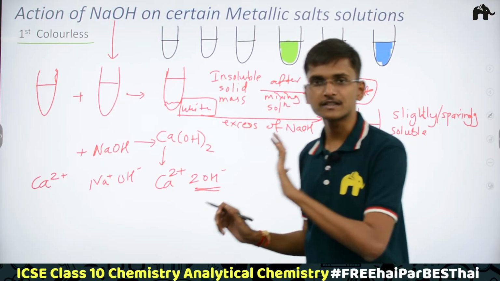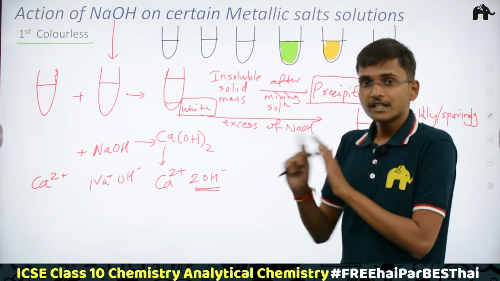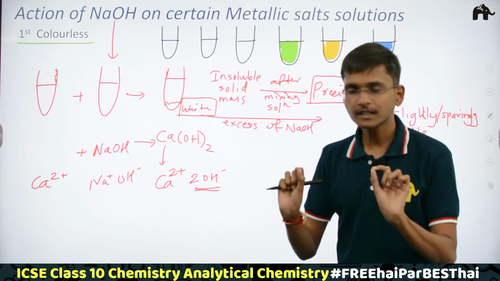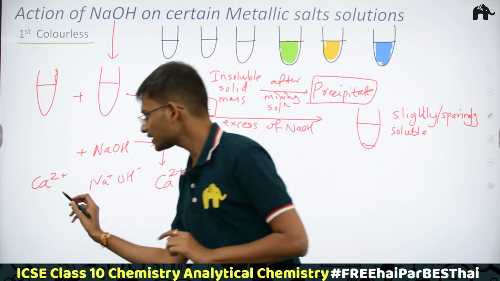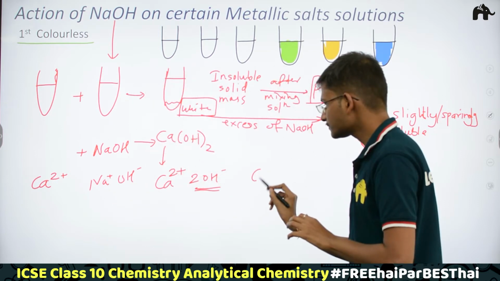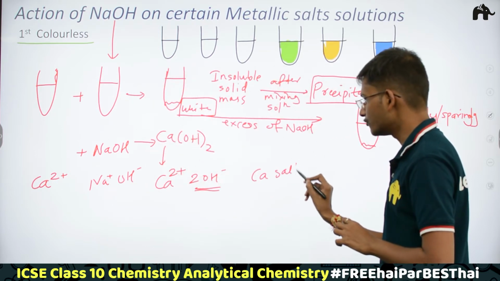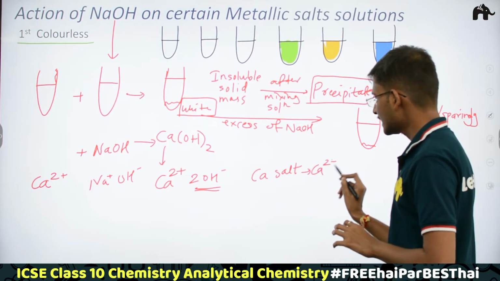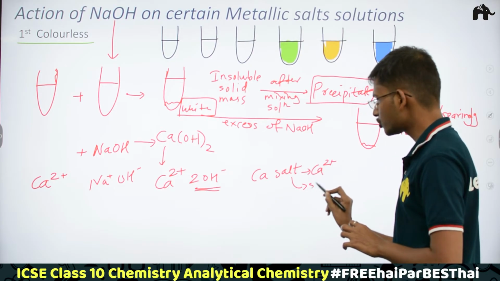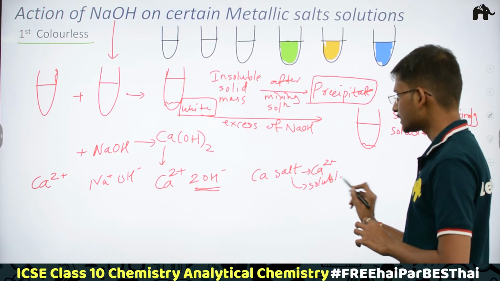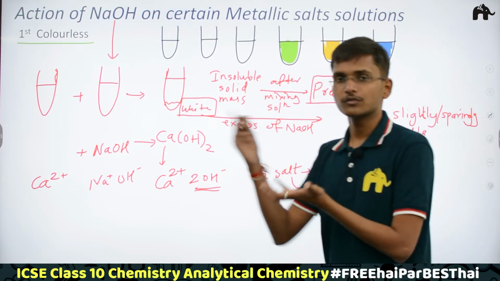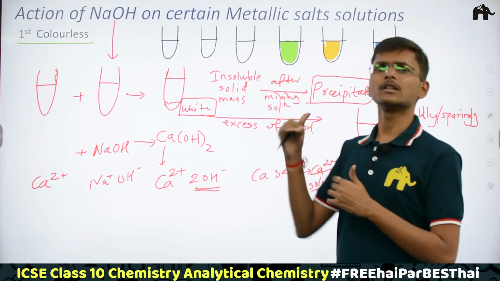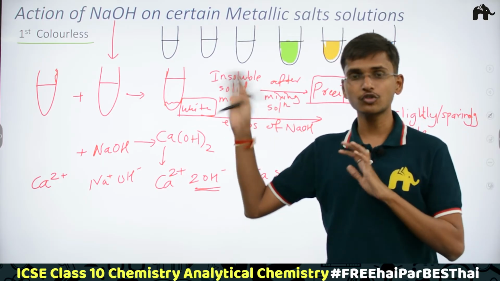We have already studied this thing. If the metallic salt is insoluble, it won't form a solution, correct? So we are now talking about such a calcium salt, which has calcium 2 plus ion and which is also soluble in water. Okay, so now let's try to recollect the rules which we have studied for the solubility of salts.